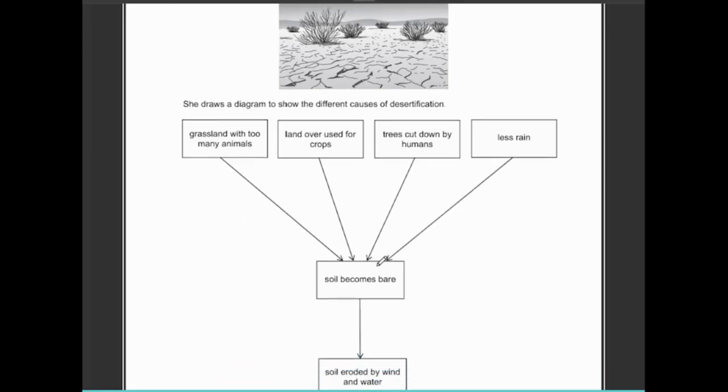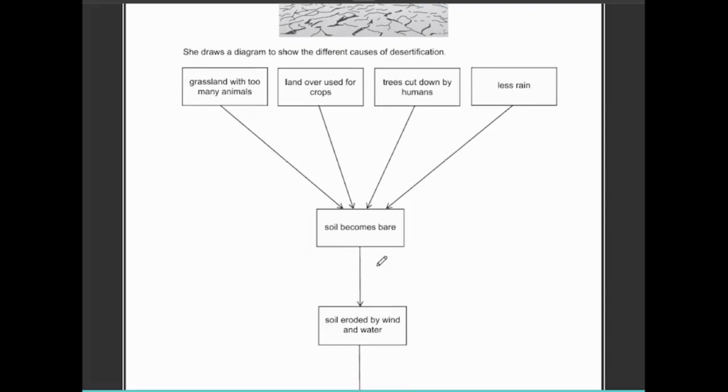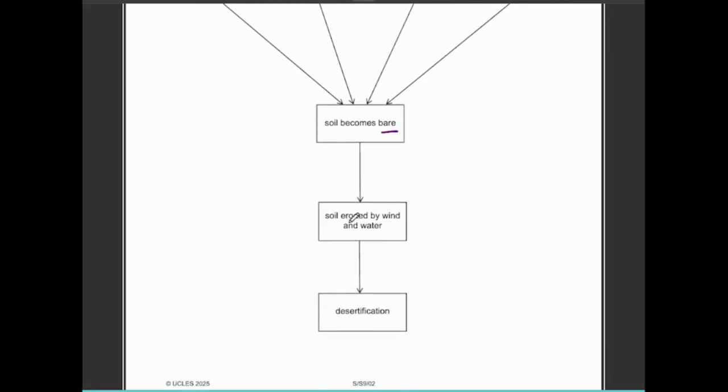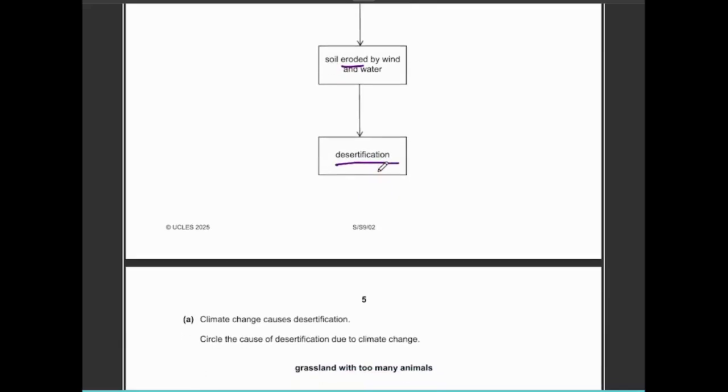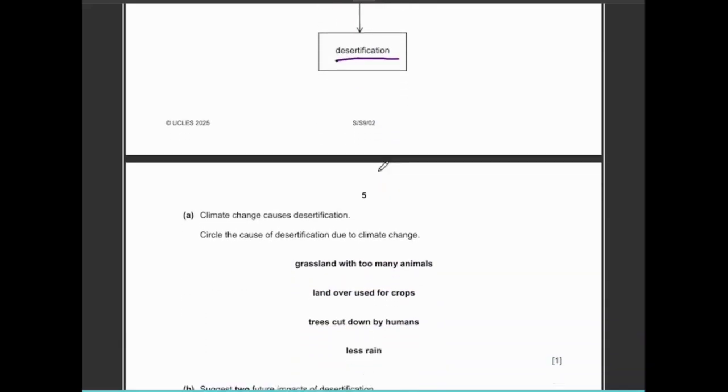Now what happens here? Grassland with too many animals, land overused for crops, trees cut down by humans, less rain, soil becomes bare, soil erodes by the wind, that is soil erosion by the wind and water, and this is the reason for desertification. Fine. So these were some of the reasons here. Grassland with too many animals due to their feeding, land overused for crops, cutting down of trees which we call deforestation, less rain, and then it leads to desertification. So that was a complete flowchart.